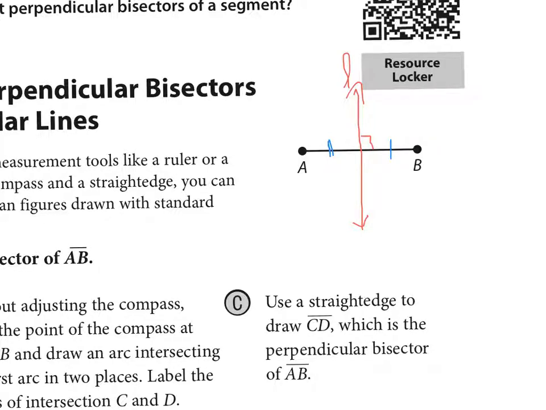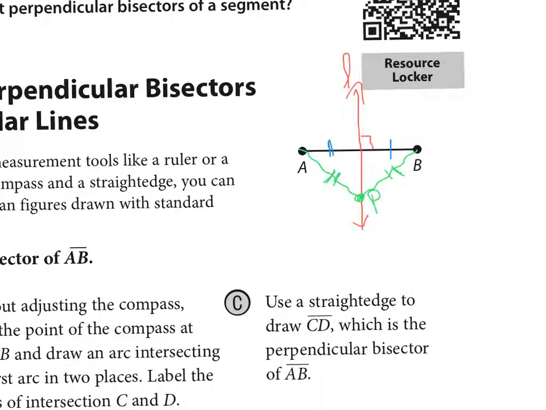Now the other thing that we need to know is that any point P on a perpendicular bisector is also an equal distance from either end. So this distance would be equal to this distance.